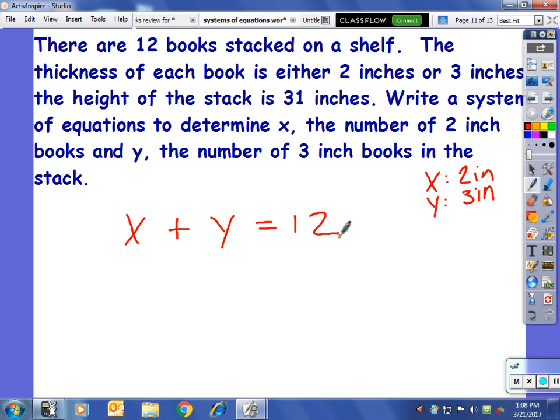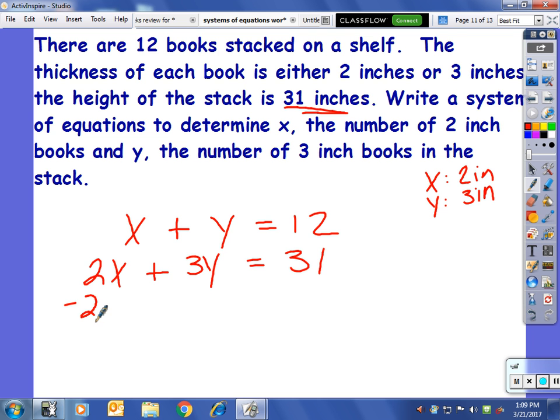Now, what's the total height of the stack? 31 inches. In this piece of information, it does matter that the X ones are only 2 inches high and the Y ones are 3 inches high. So what would that look like? 2x plus 3y equals 31. That would be the equation about height. That's like our version of the money. That's the height equation. It'd be super easy to solve this, even if you were just asked to write it.